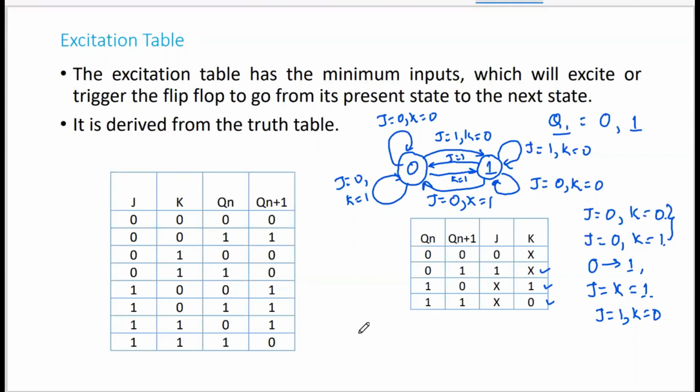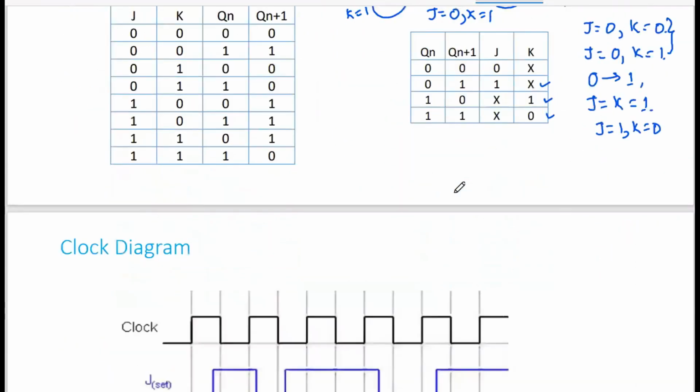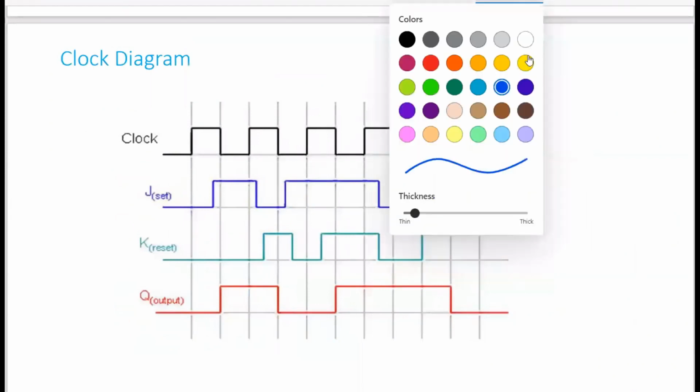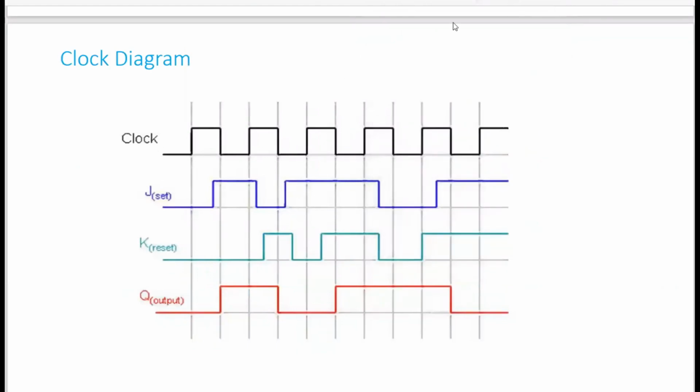Now, the another thing which is important is the clock diagram. So here you can see a clock diagram is there. I will be using this yellow color, because this is not there in this. Okay. So here you can see that your yellow color is there.